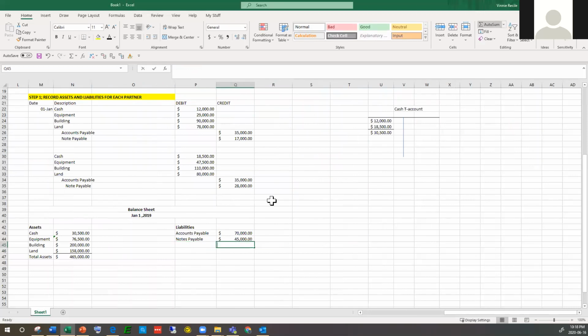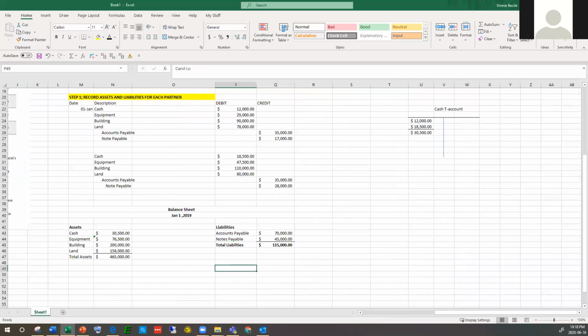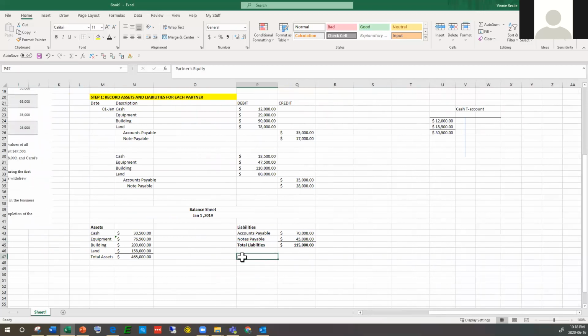We'll actually make it appear in just a minute here. There we go. That's what we were looking for. And we've got total liabilities here of $115,000. Now, last but not least, we have the equity section of the balance sheet.